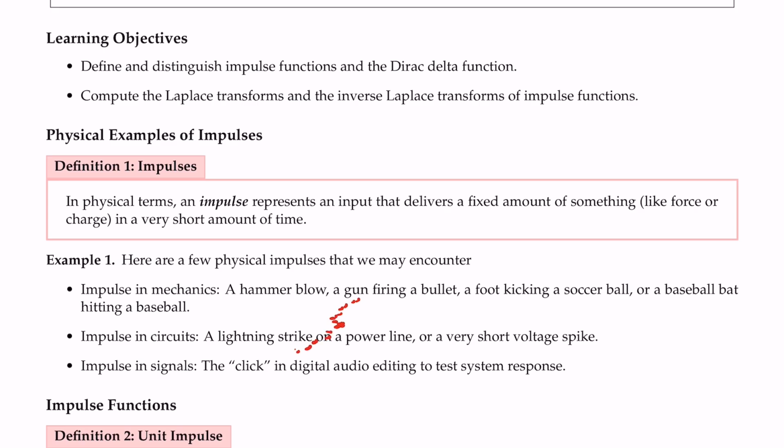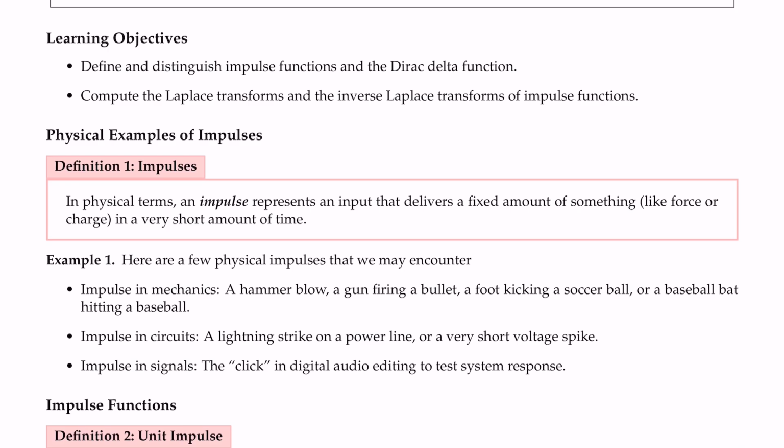Those are the impulses that occur in everyday life situations, and because they occur in a lot of places, many times, that's why it's important to learn this type of function and how to deal with it in terms of finding the Laplace transform and inverse Laplace transform.